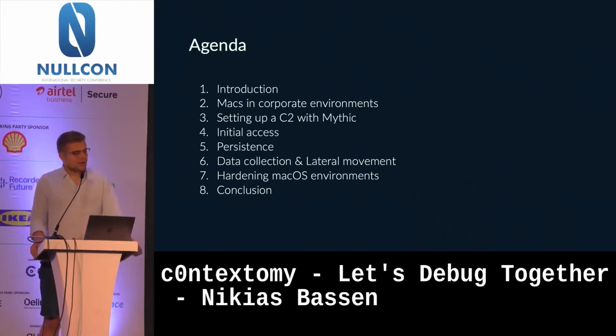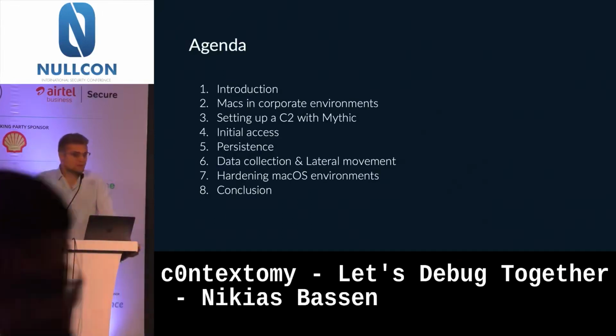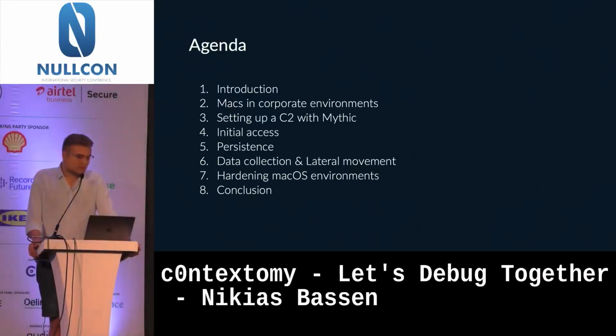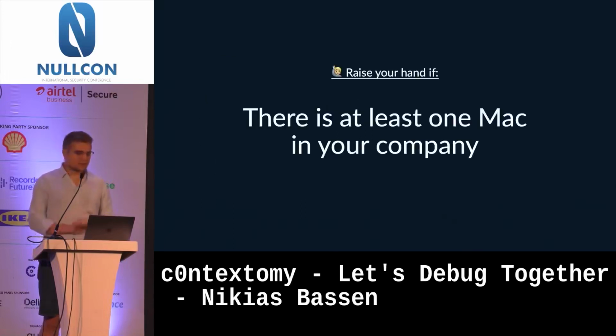All right, so we'll start from a quick introduction. Then we'll compare some different use cases of Macs in corporate environments. And then we'll start with setting up a C2 with Mythic, and then the standard red teaming procedure, that is initial access, persistence, data collection, lateral movement. And because I don't like leaving people without recommendations, I'll talk a bit about hardening macOS environments and, of course, the conclusion.